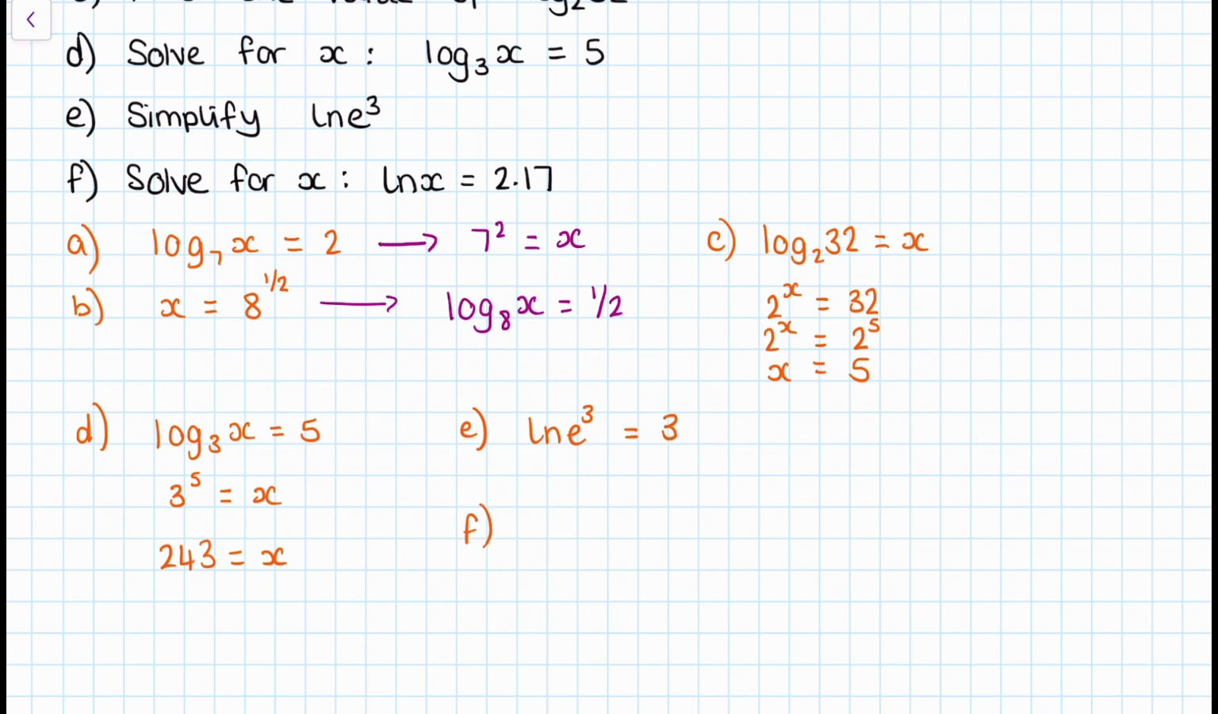Then F, solve for x in ln x equals 2.17. So this is a log, so we can then convert it to an exponential. So remember, this is the same as log base e of x equals 2.17. So this would equal e to the power of 2.17 equals x. And then we can put that into our calculators, which would mean that x would equal 8.76, to three significant figures. And that is the start and basics of logarithms.